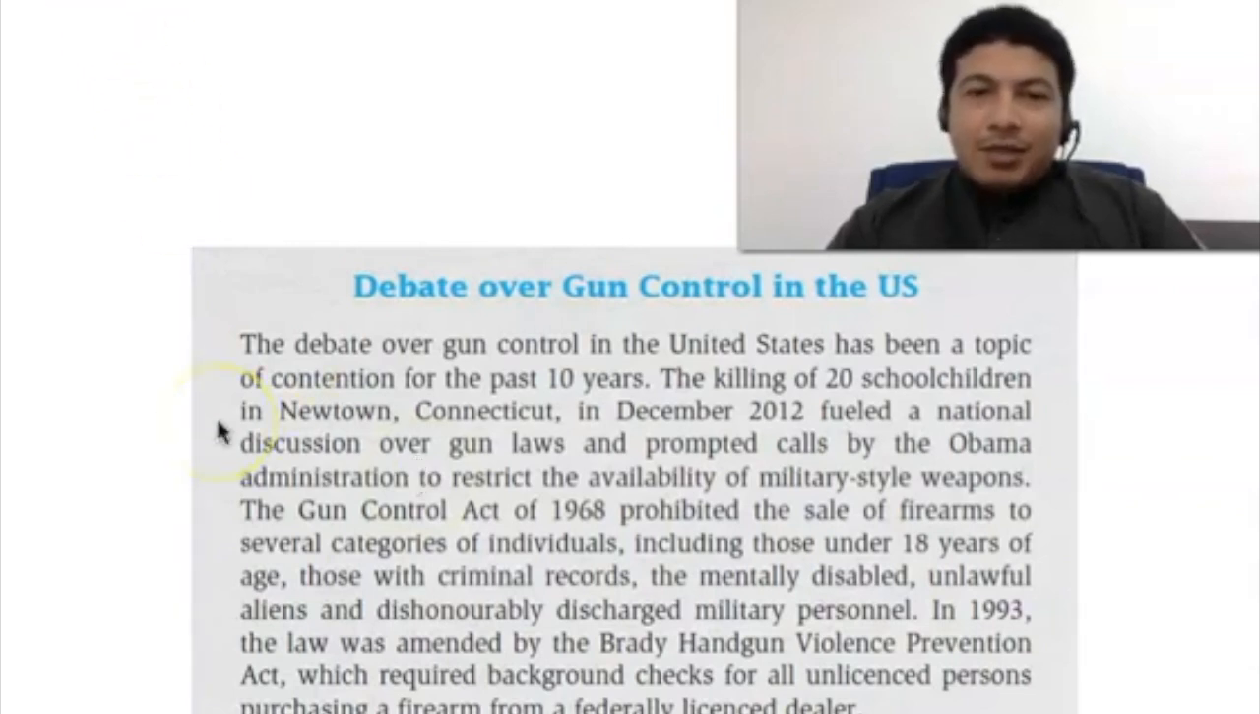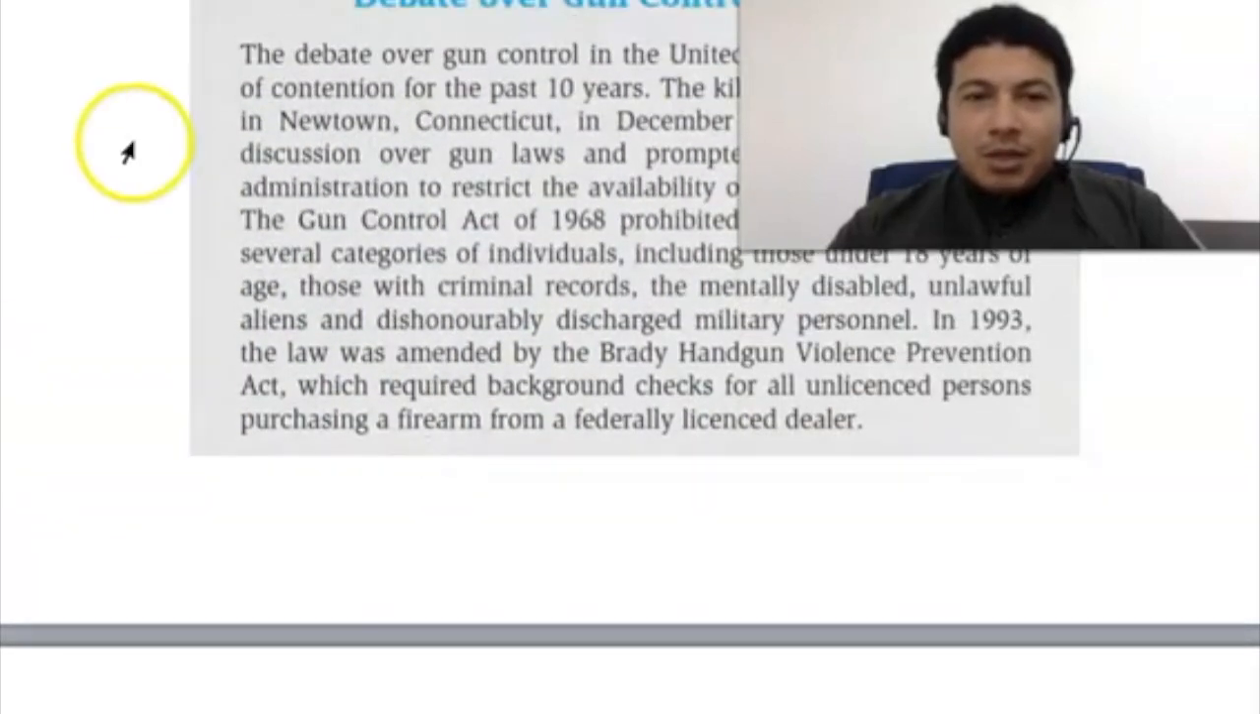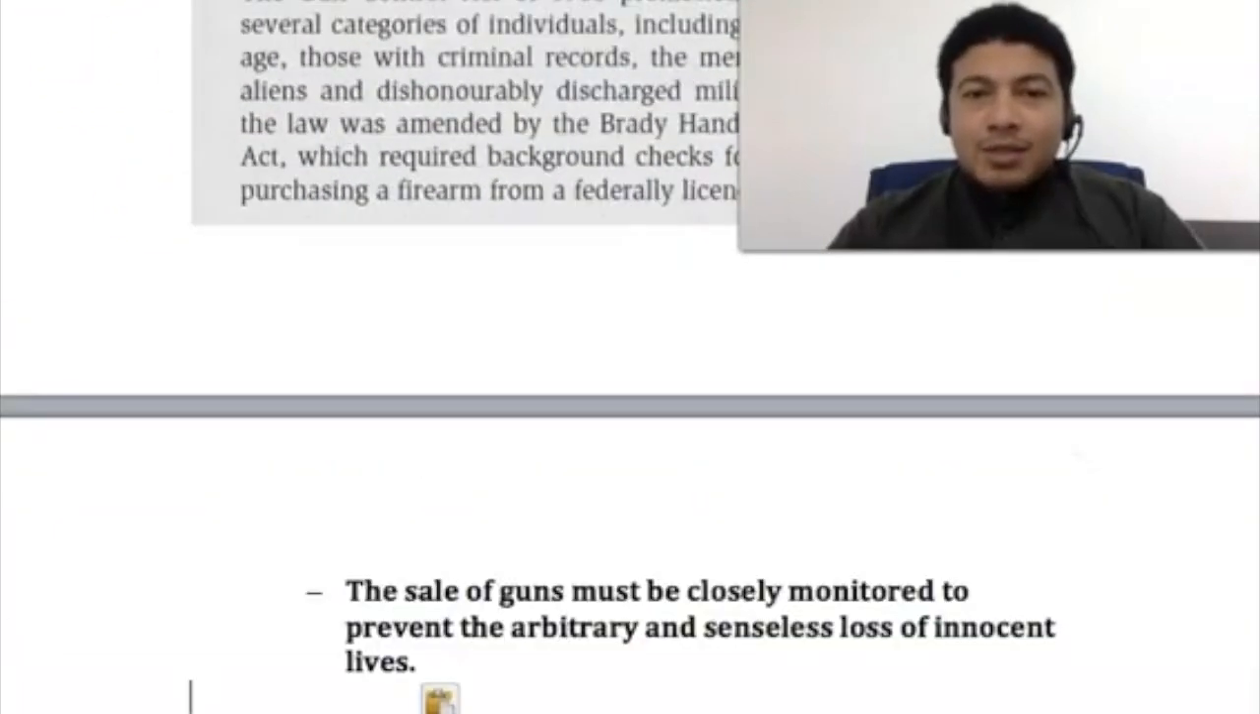So we can say that indirectly in this paragraph, the author wants to tell us that the sale of guns must be closely monitored to prevent the arbitrary and senseless loss of innocent lives. So that means the government has to really think about controlling the selling of guns in the United States to avoid more people being killed.